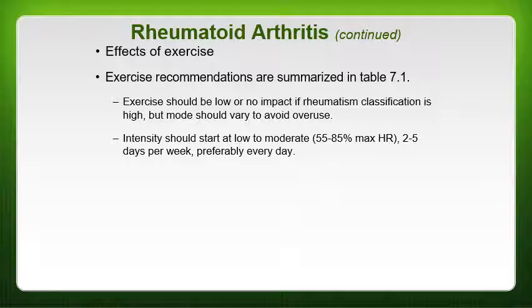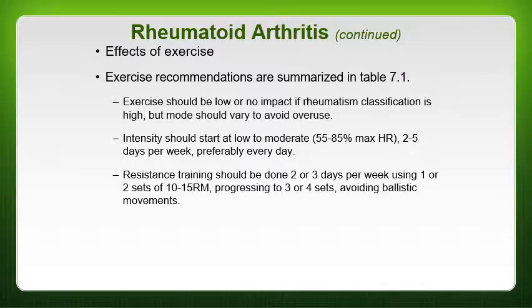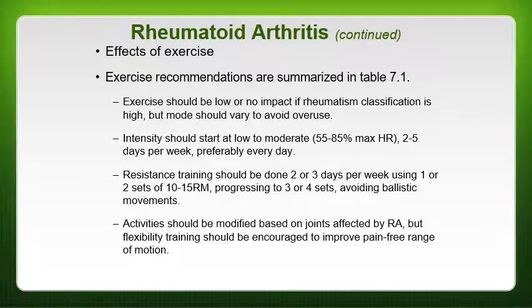Intensity should be low to moderate as far as your aerobic exercise. Preferably every day, if they can do some type of low intensity aerobic work, it would be beneficial. For your resistance training, good recommendations are in the 10 to 15 rep max range, 2 to 3 days a week, 1 to 2 sets. Avoid ballistic movements. You could look at your percentage in the 40 to 80% of a 1 rep max when you're estimating. Again, look at modifying based on the joints.